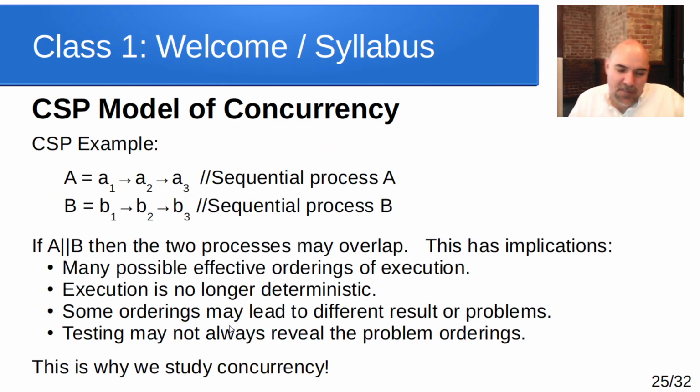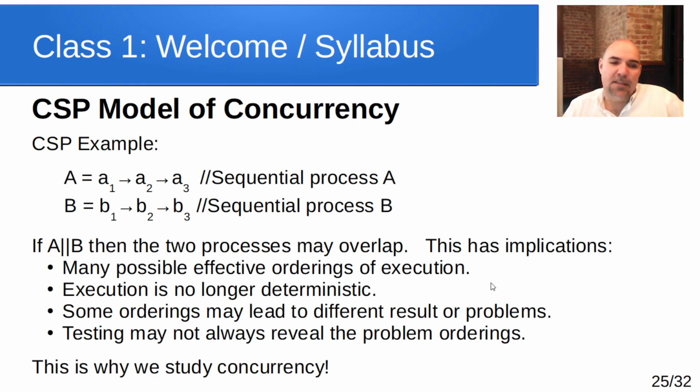Okay, so in that CSP model of communication, let's just say, for example, we have 3 substeps of A, 3 substeps of B, and we run them concurrently. So that overlap between those 2 processes has some implications. First off, we might get many possible effective orderings of execution. In other words, what runs first? Well, it's either got to be A1 or B1, but what runs next? Well, if it was A1, then it could be A2 or B1. If it was B1, it could be A1 or B2, and so forth. So there are a whole lot of different orderings there.